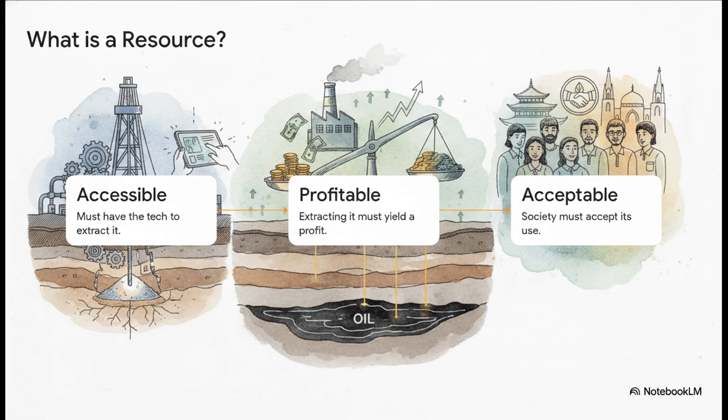First, it must be technologically accessible. Aluminum has always been in the earth, but until we had the tech to extract it from bauxite, it wasn't a resource. Second, it's got to be economically feasible, meaning extracting it has to yield a profit. It can't cost you more than it's actually worth. And third, it must be culturally acceptable by the society or region. So, bottom line, a piece of nature, like a deposit of underground oil, isn't a true resource until it confidently checks all three of those boxes.